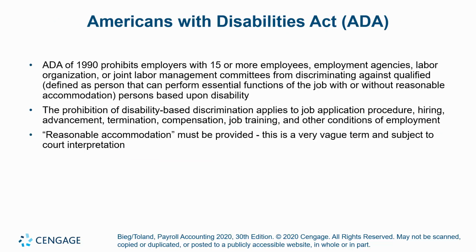ADA. 1990, who was president? I've got to think about that for a second. Yeah, it was Bush Sr. Bush Sr., right? 88 through 92. Clinton was elected in 92 and 96.